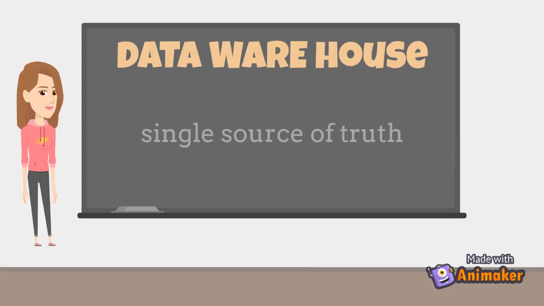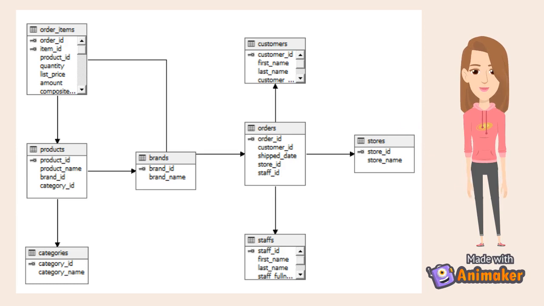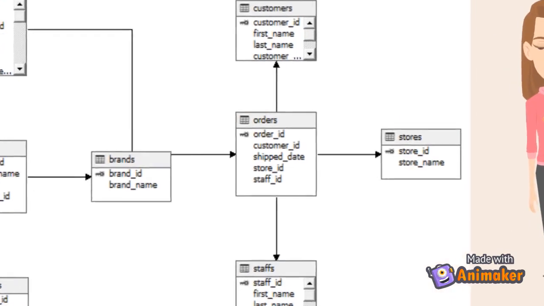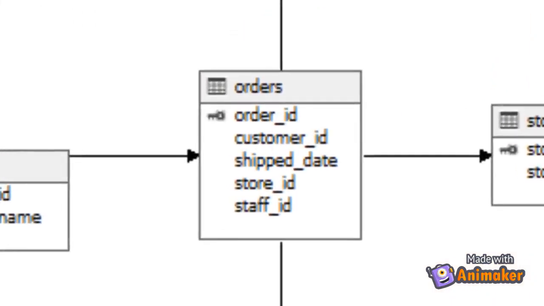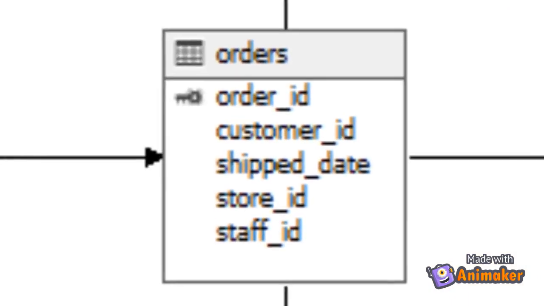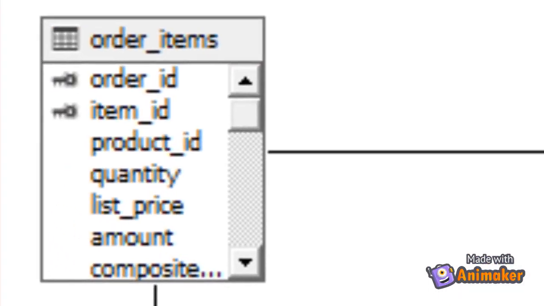After filtering all the data, we now have the single source of truth, or the so-called data warehouse. We now acquire the snowflake schema. We have two fact tables, which are the order and order items. The order has customer ID, store ID, and staff ID, which are from the dimension tables. The order items have order ID, which is a foreign key from the order table. We also have a product ID and their corresponding amount.